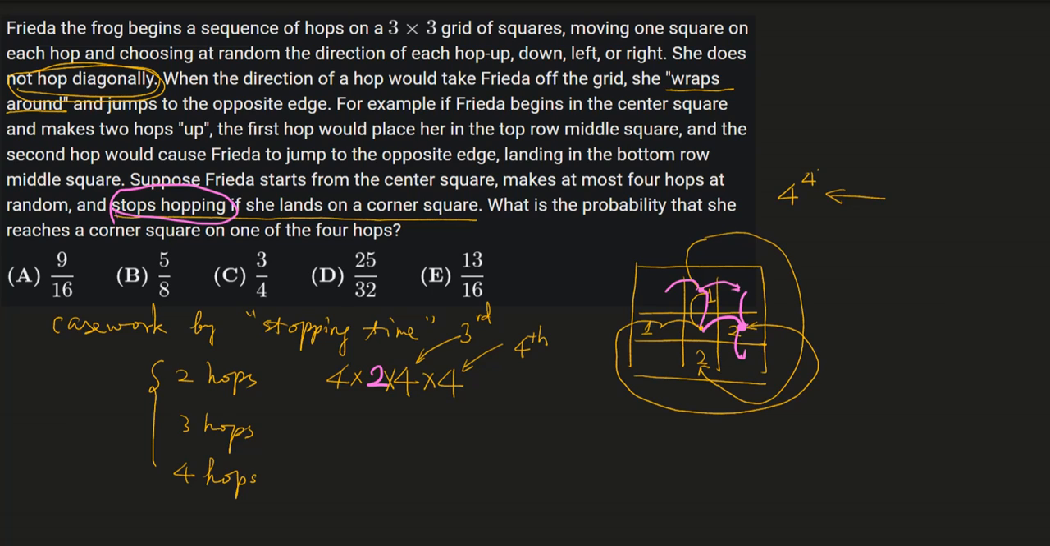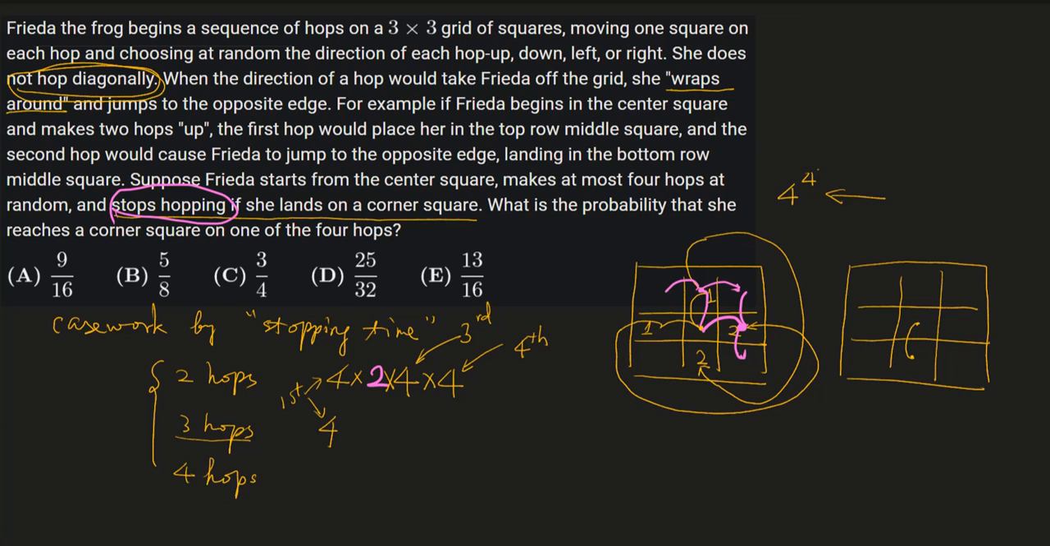Good. Then let's look at the second case. 3 hops. I'll draw a new grid of squares. Let's say this is our new grid. For 3 hops, again, she can take any of the 4 directions in the first hop. So this is the first, right? That's the first. Then by symmetry, let's assume that she lands in here after the first hop.